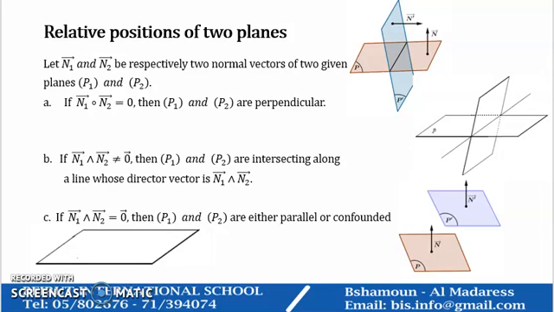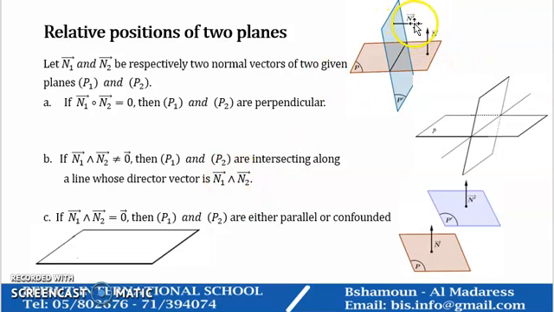Now, how can I prove that two planes are intersecting? If we take the normal vector of the first plane and the normal vector of the second plane, and they are not collinear, then the two planes are definitely intersecting. If n1 cross n2 is not equal to 0, or n1 is not equal to alpha n2, then the two vectors are not collinear, so I can deduce that the two planes intersect along a straight line whose director vector is n1 cross n2. Why is that?